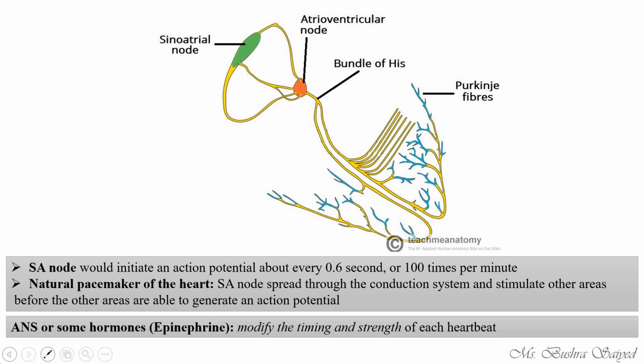Moreover, ANS, that is the autonomic nervous system, or some hormones such as epinephrine, can modify the timing and strength of the heartbeat, but will not be establishing the rhythmic activity of the heart.